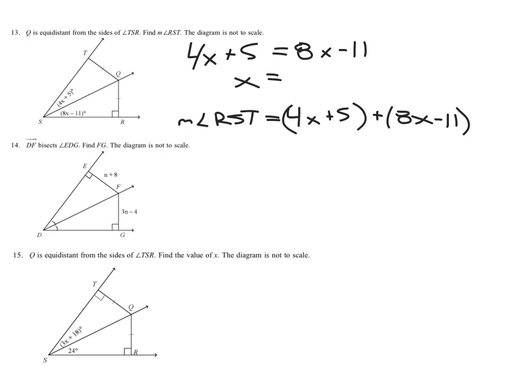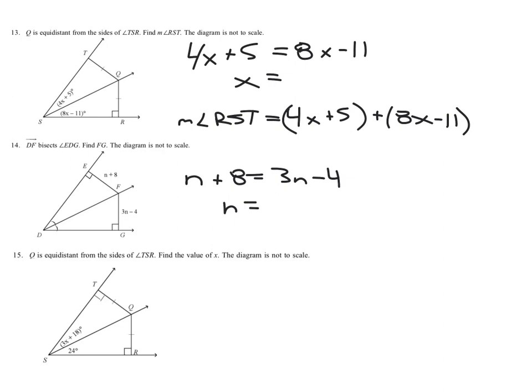Same thing with number 14. If DF bisects the big angle, EDG, then we know that FE is the same distance as FG. So if they're the same distance, you can set them equal to each other. N plus 8 equals 3n minus 4, so that you can solve for what n equals.